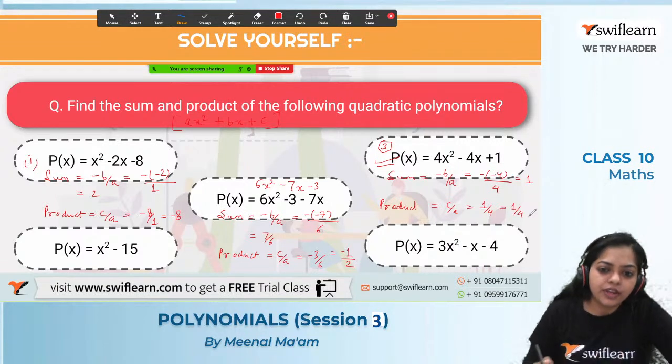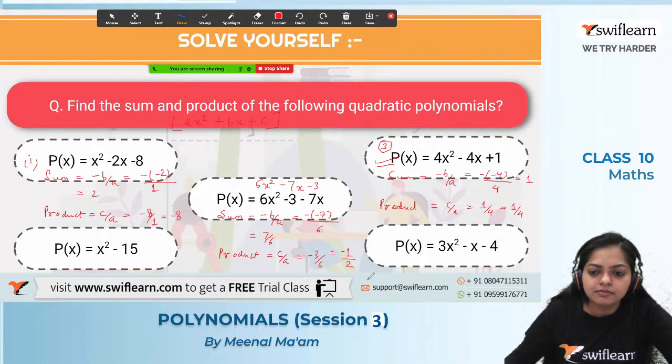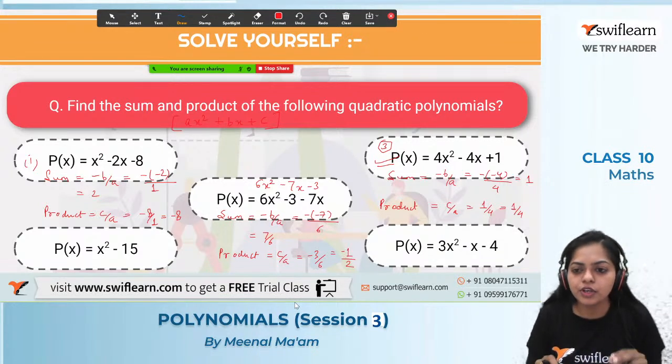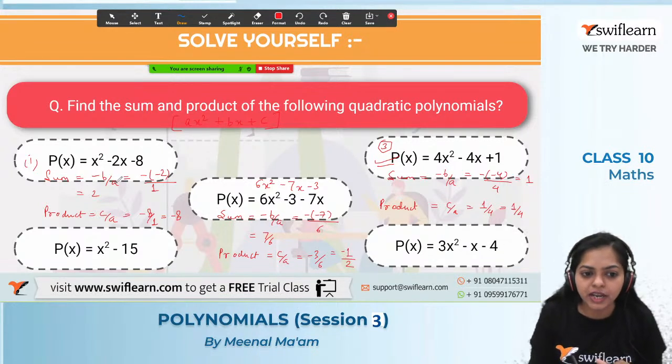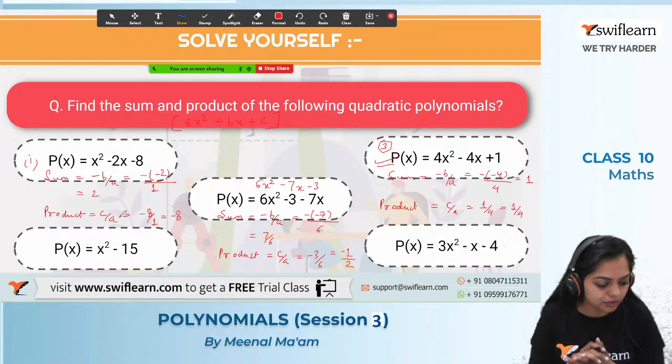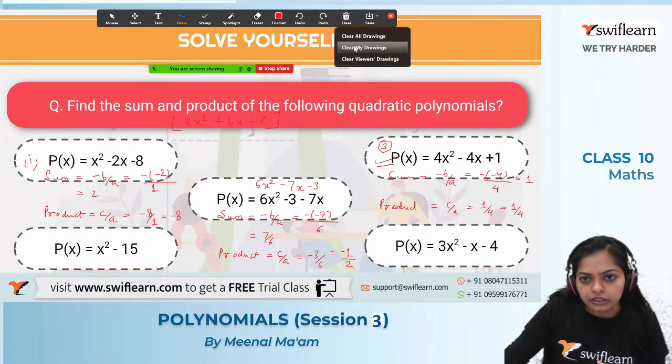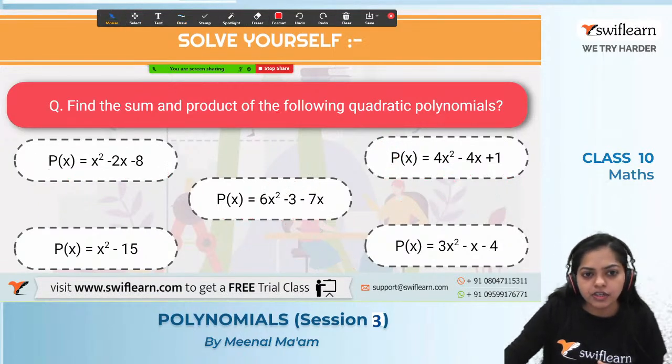Great. Now you all understood the two formulas: the sum of the zeros of a quadratic polynomial is equal to minus b by a, and the product of the zeros is equal to c by a. Got it? Let's move on to the next slide.